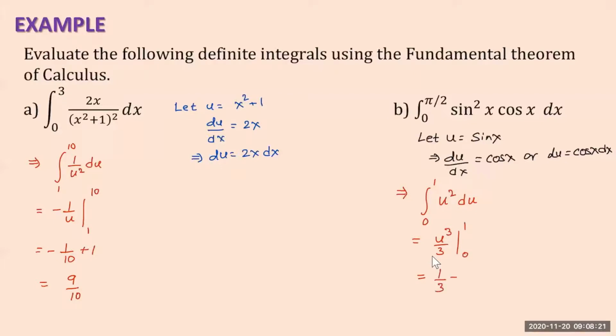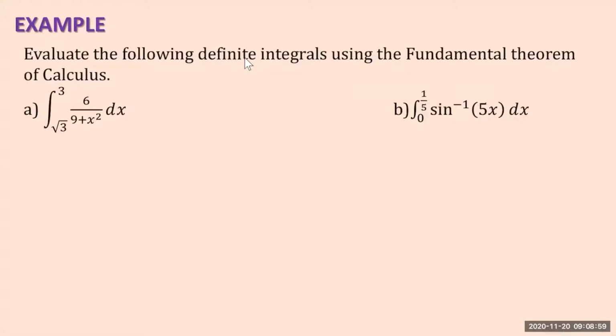Then minus, if I plug in the lower limit, I have to plug in 0 for u. So 0 cubed over 3 is 0. That is equal to 1/3 minus 0, which is equal to 1/3. So that is the value of the integral given here in part B.